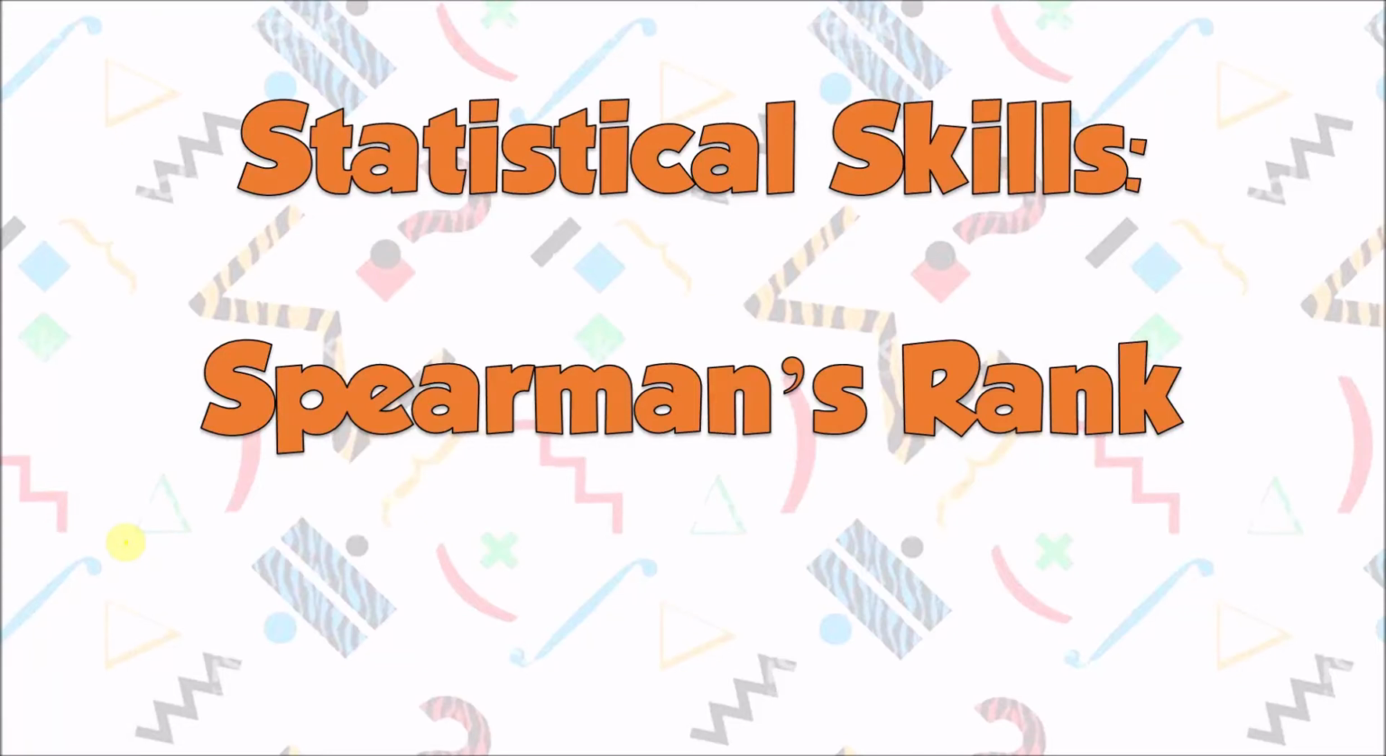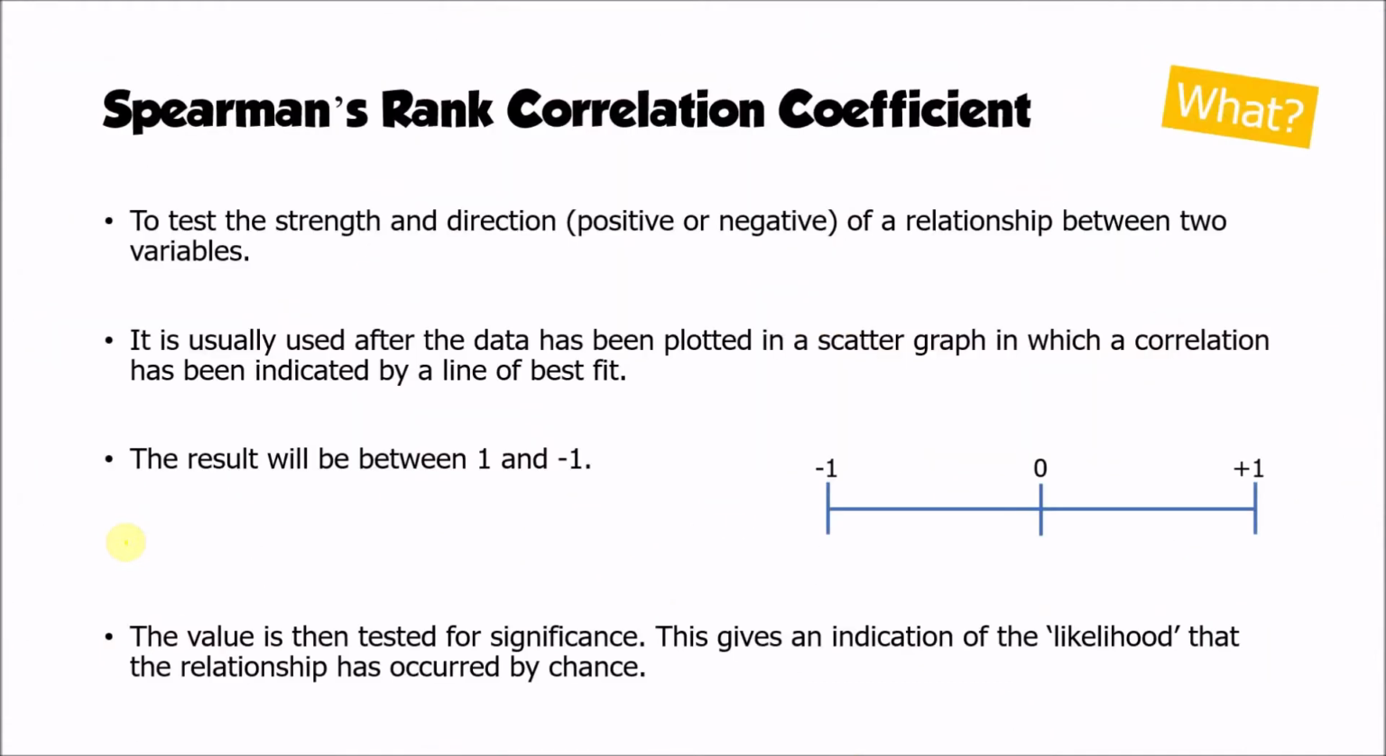In this video we're going to be examining how we go about completing and using the Spearman's rank test on some sets of data. It's worth us starting off by outlining what the Spearman's rank correlation coefficient actually is and how it works. We use this test to test the strength and the direction, as in whether it's positive or negative, of a relationship between two variables.